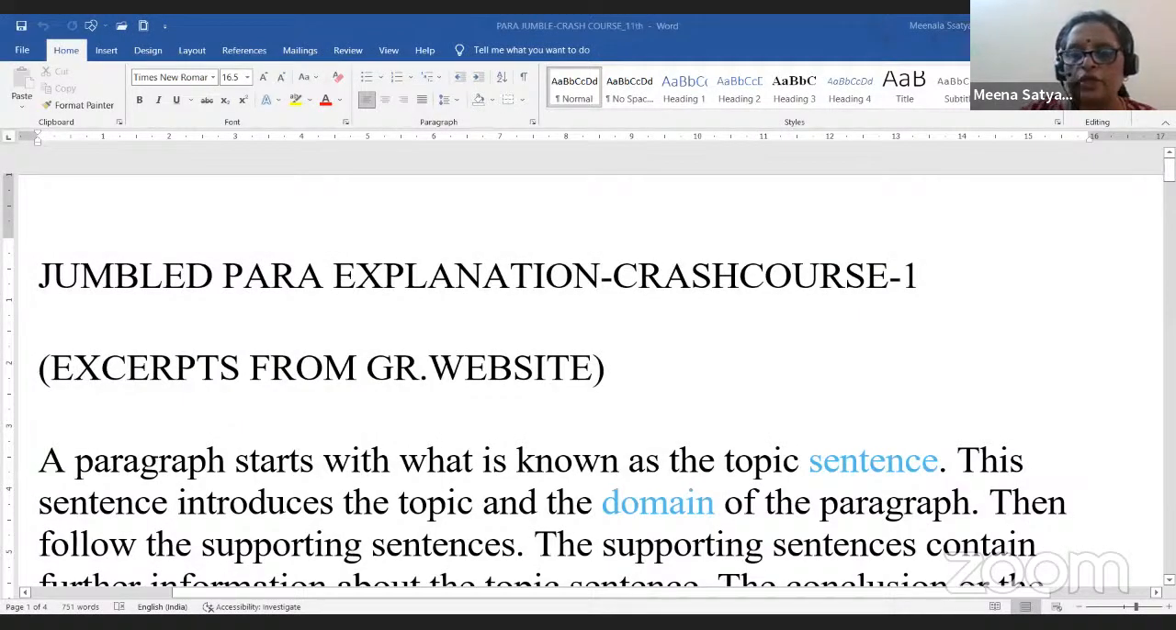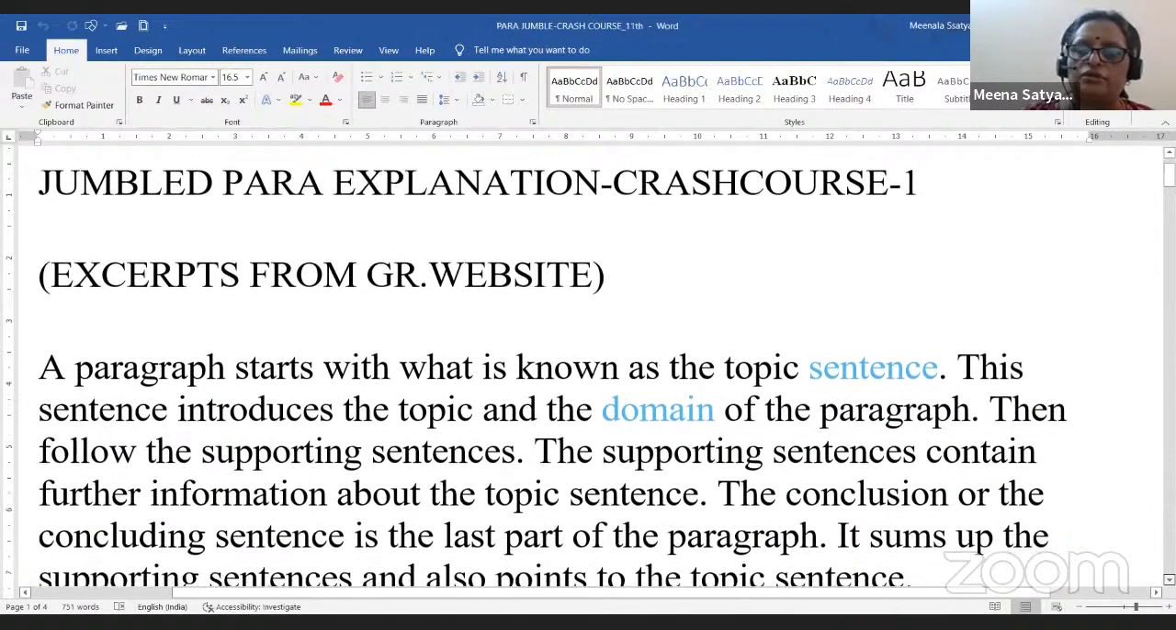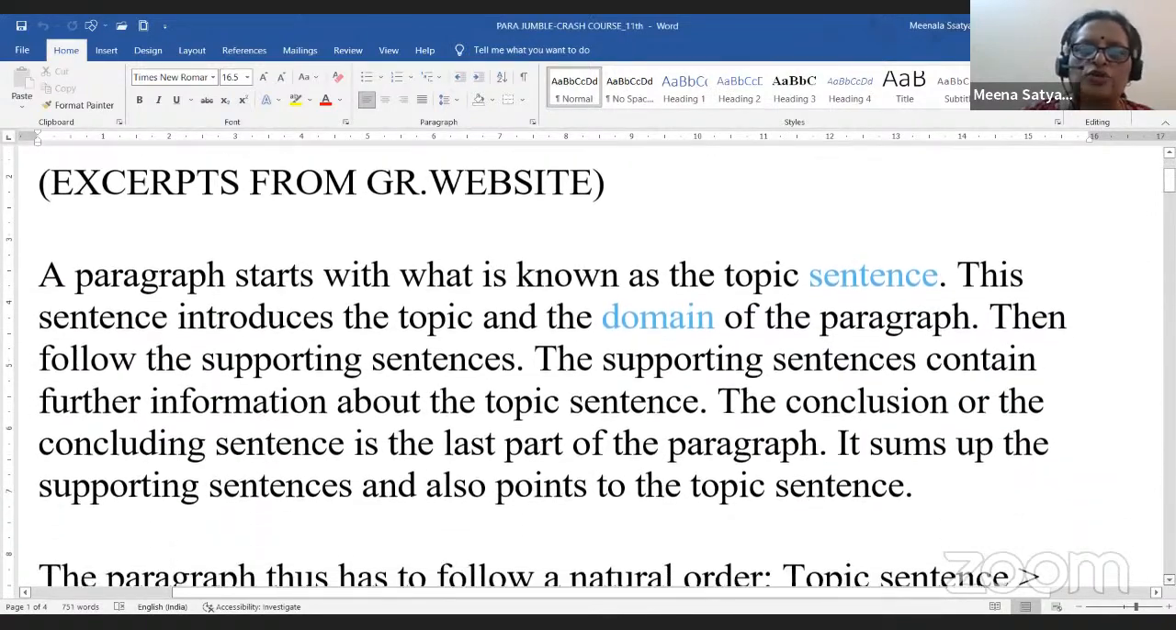The next thing that I would like to take you through for today's class is para jumbles. Now, this is very intriguing, and at the same time, it requires a little thinking. So we shall start with what it really actually means. So para jumbles, I shall share this. Yes. Now, this is an excerpt that I have taken. There is no doubt about it at all.